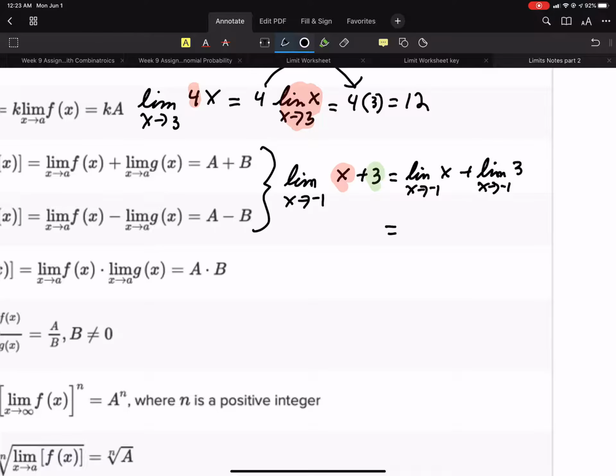Well, the limit of the first one, it's y equals x. That's just going to be -1. The limit of the second one is a constant. We talked about that earlier, so that's going to be 3. So this will be 2 for that one.